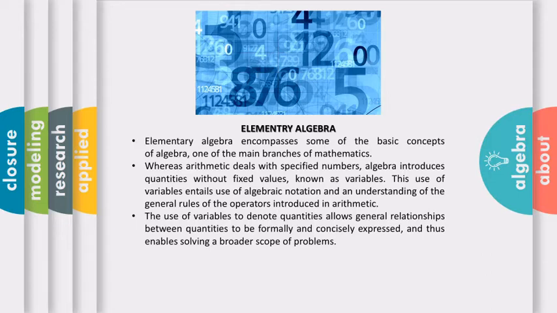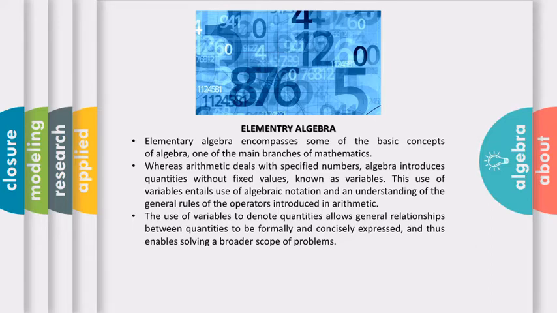So the use of variables to denote quantities allows general relationships between quantities to be formally and concisely expressed, and thus enables solving a broader scope of problems. You may be familiar with physical problems, like in physics also you have seen that to establish some relationship between some of the quantities we are considering a variable. So a variable has its own use, and the variable is introduced by algebra.